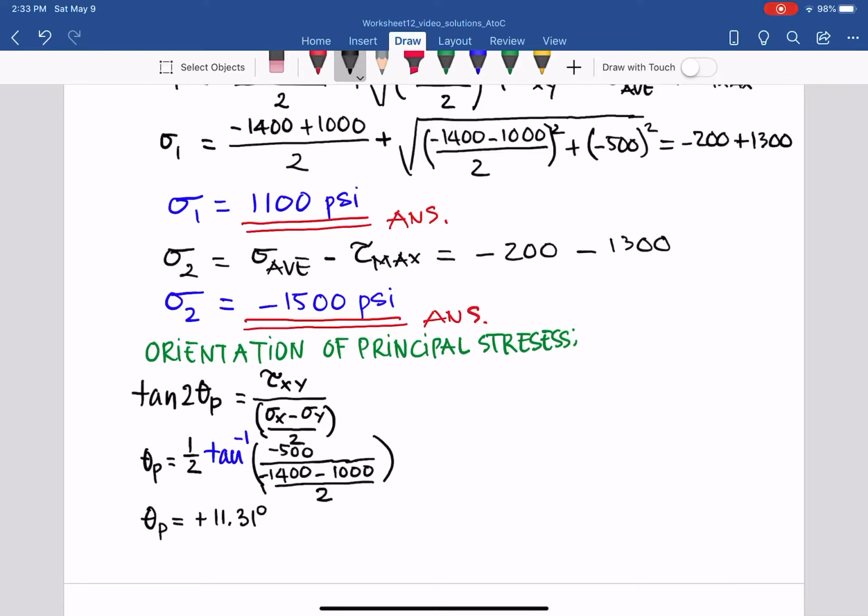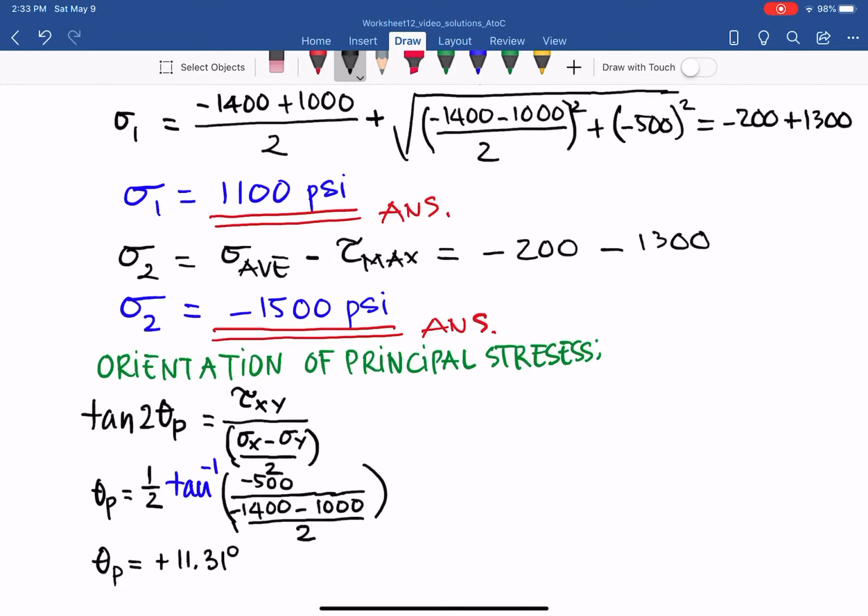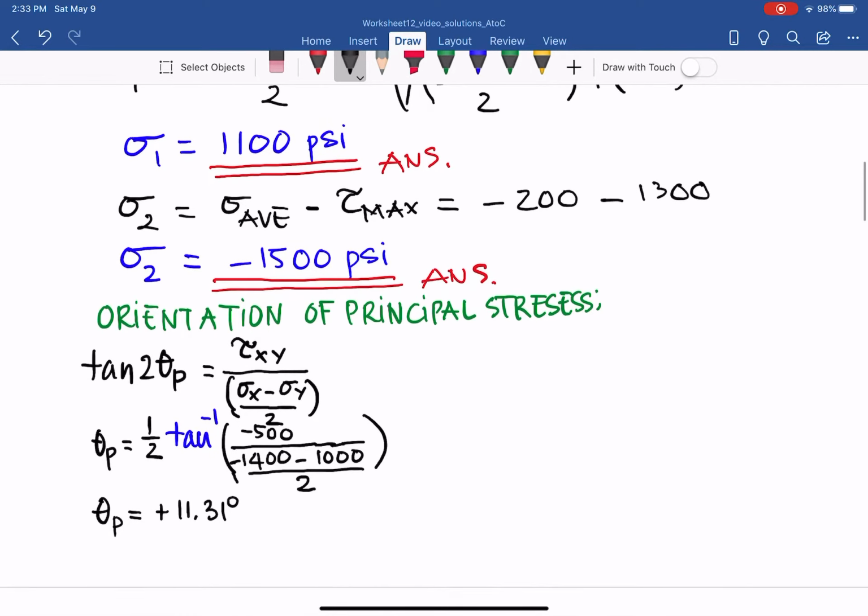So we already found 11.31 degrees, and for theta p, the principal stresses, we have sigma 1 and sigma 2, and there are 2 roots for theta p. When we find this calculation, which one does theta p of 11.31 degrees represent: sigma 1, which is for axis 1, or sigma 2? So the note is very important that I want to put down here.